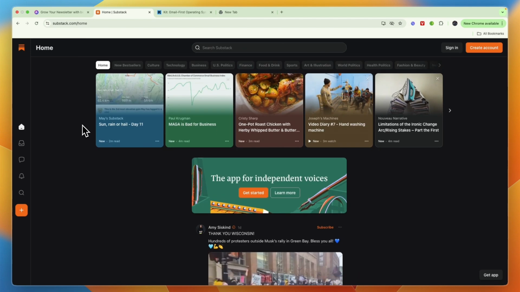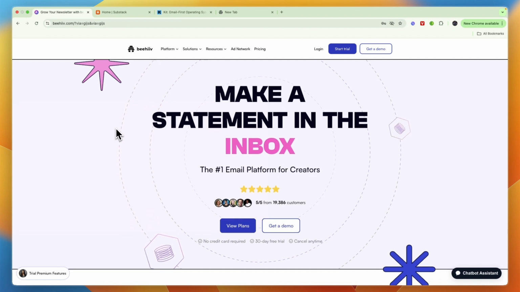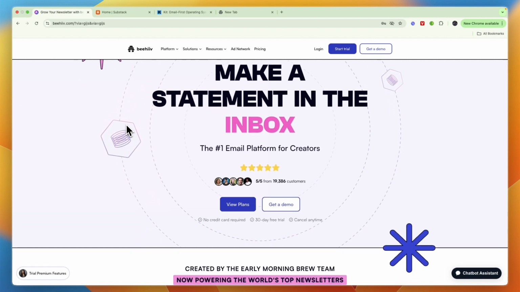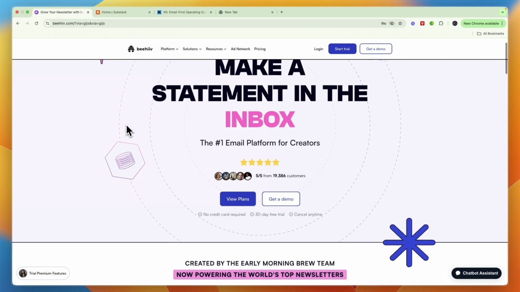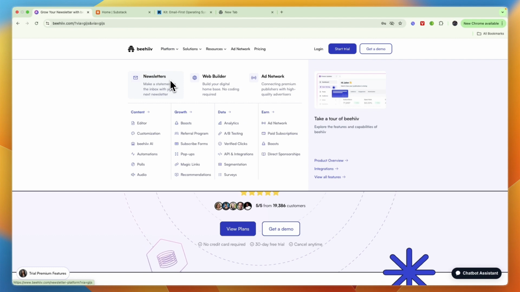So who should pick Beehiiv, who should pick Substack, and who should pick Kit? I would pick Beehiiv if you want the most advanced monetization, so again the paid subscriptions, their ad network and referrals, as well as if you need the best growth tools such as A/B testing and custom domains. And I forgot to mention, with Beehiiv you can also create your own website.